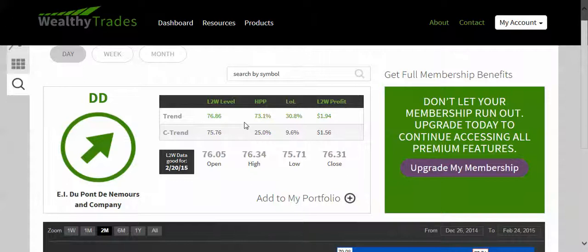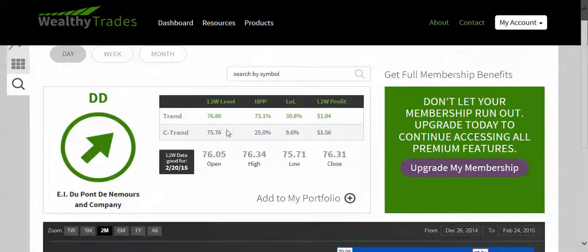To take it even further than that, let's say that the market opens up and DD starts to fall and you're not in the position and it hits 75.76. It doesn't hit that often. It only hits it 25% of the time, but let's say it does hit it in the upcoming day. You can be confident to buy there also because it has a very low probability of closing below that level, only 9.6% chance of closing below that.